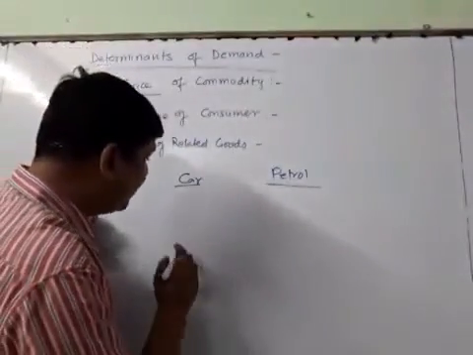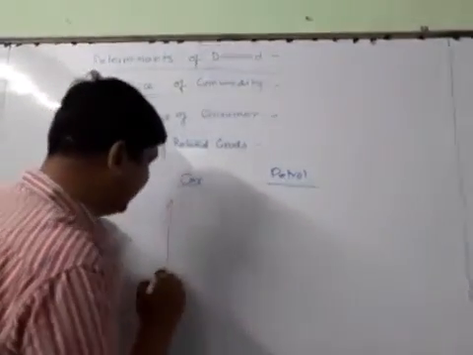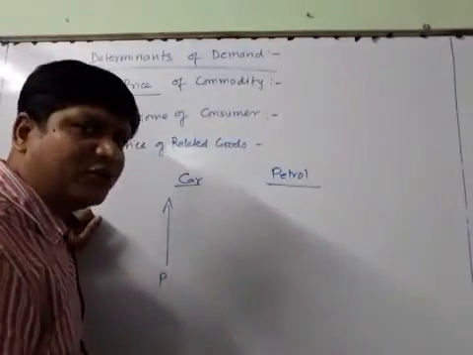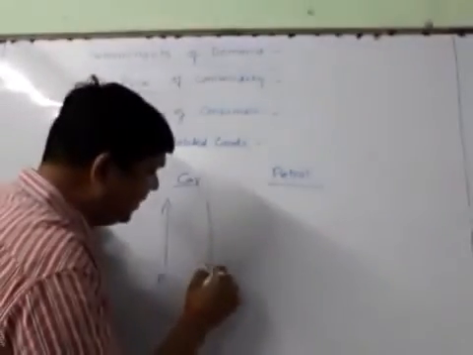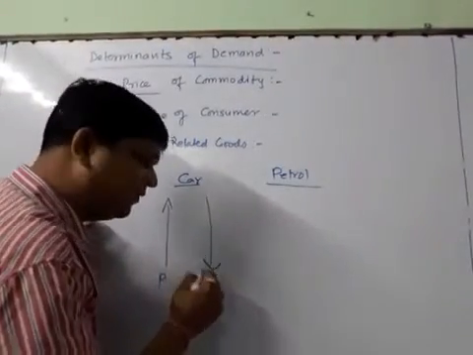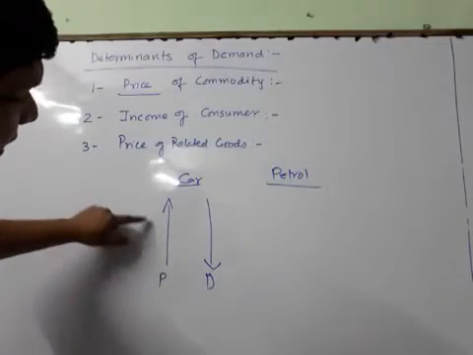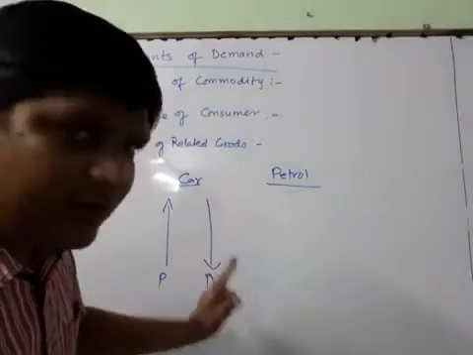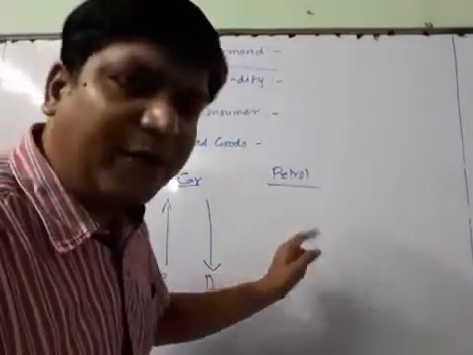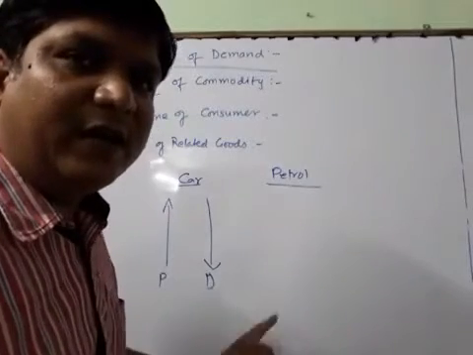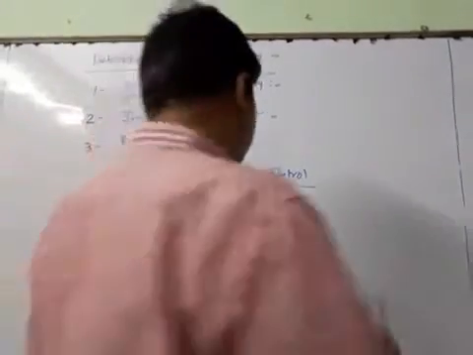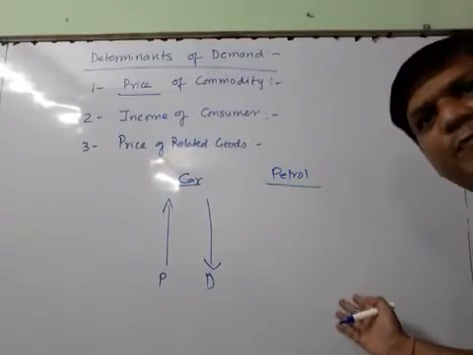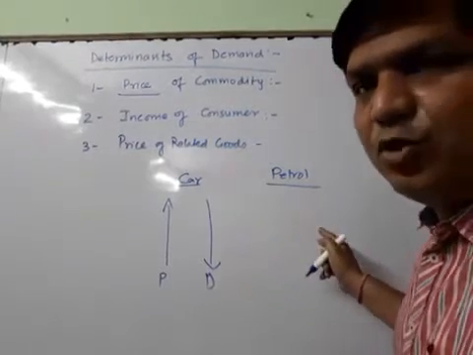Now children, if the price of car increases, naturally it will decrease the demand of car. The price of car, if it increases, will affect the demand of car, but parallelly it will affect the demand of petrol also. Irrespective, there is no change in the price of petrol. Still, the demand for petrol will decrease.